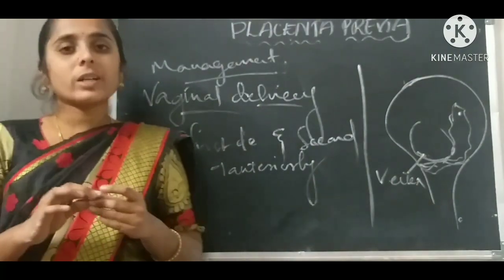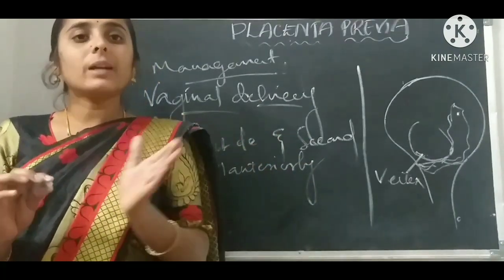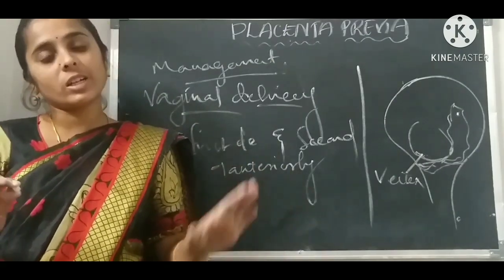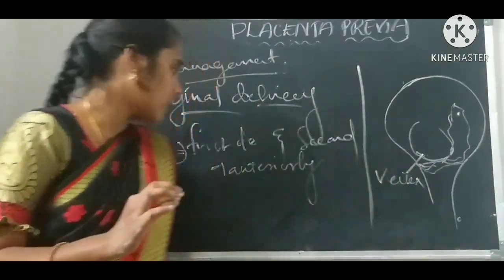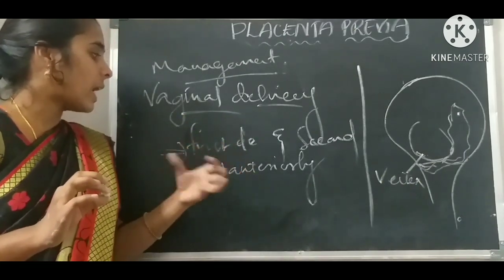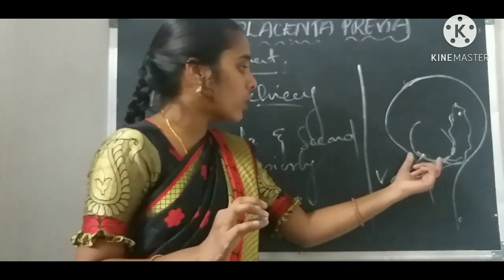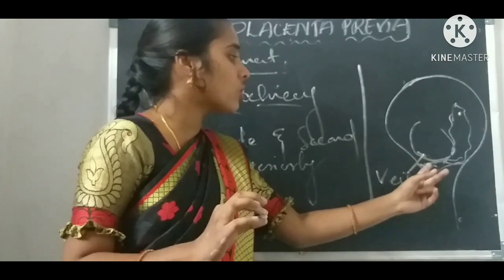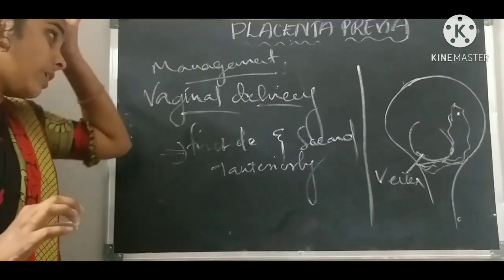Next, in the obstetric management, we have seen whether cesarean section or vaginal delivery is possible in first and second degree and in third and fourth degree. In vaginal delivery, if the placenta is present anteriorly in the first and second degree, then vaginal delivery is possible. And if the presenting part is in vertex presentation and present behind the edge of the placenta, then vaginal delivery is possible.